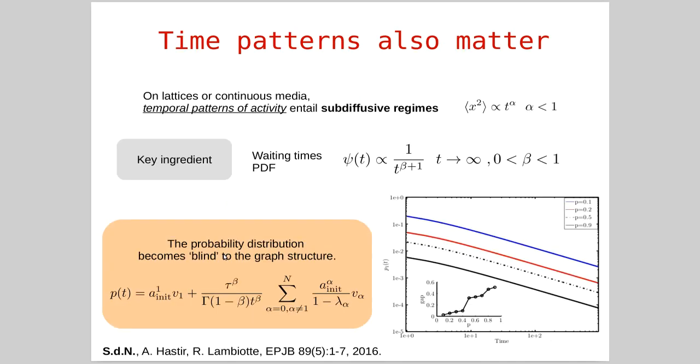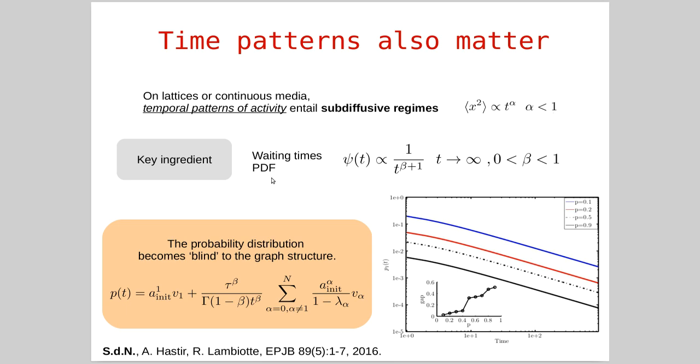But you might also have another point of view on diffusive regimes, and have the opposite perspective, which would be subdiffusive regimes. So again, in lattices and continuous media, it is well known that by changing the patterns of activity, you can create subdiffusive regimes in which the variance of the displacement is sublinear in time because this alpha exponent is smaller than 1.